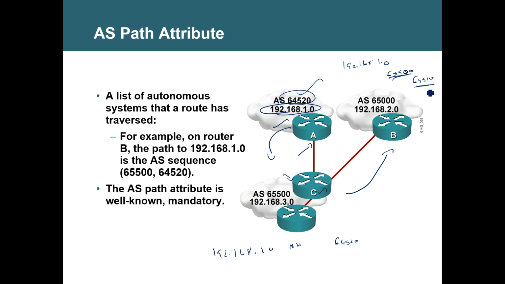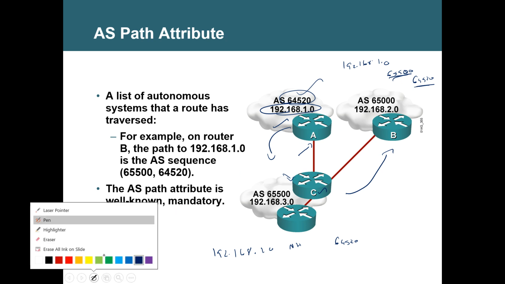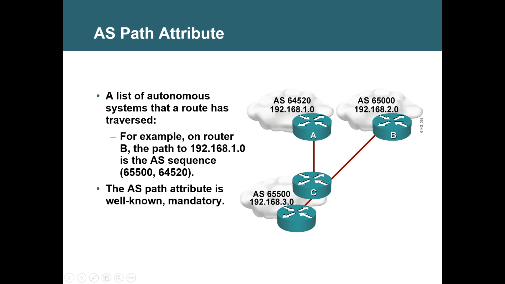In our case, we have only two, the first and the last, but in the real world, you may have 10 autonomous systems. And the first one is the next autonomous system, the 10th one is the place from where the network originated. This is a well-known and mandatory attribute.